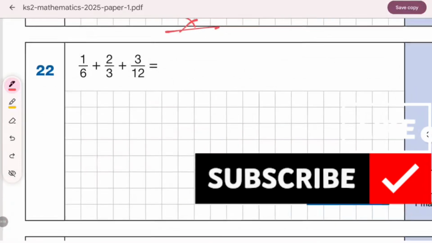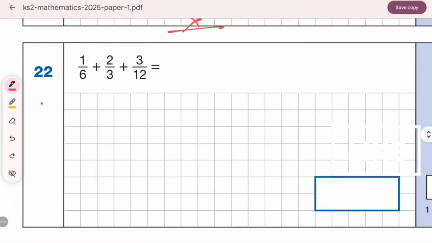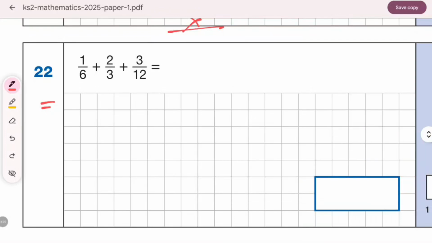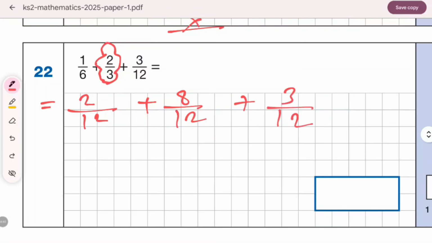Next question, again we have fractions. So we have to make the same denominator. We know that we can make the denominator the same in the first fraction just by multiplying the numerator and denominator by 2. So we have 2 by 12. Again, we can make the same denominator in the second fraction by multiplying the numerator as well as the denominator by 4. So we will have 8 by 12. There is no need to change the third fraction because the denominator is already 12.